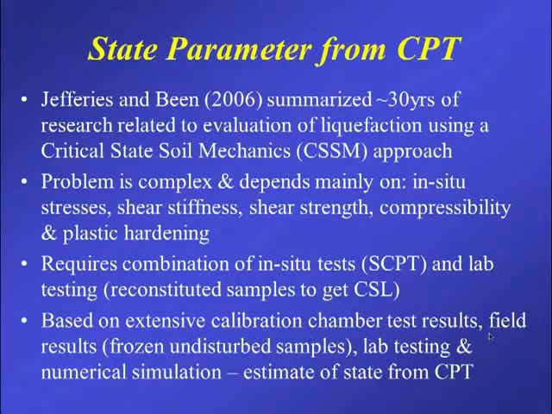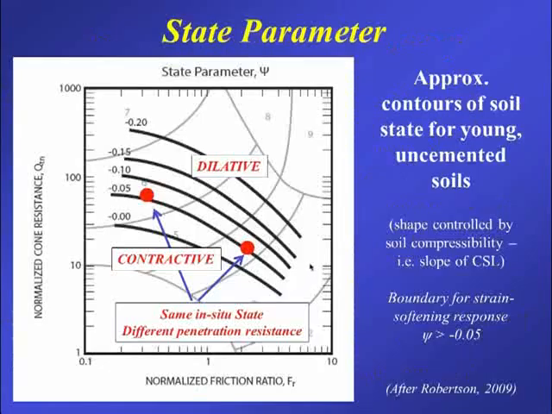But based on extensive calibration chamber results and some of the CANLEX data where we got frozen undisturbed samples, as well as lab testing and numerical simulation, it is possible to estimate the state from the CPT, and a number of attempts have been done. Probably the first attempt was Plewes et al., and then Jeffries and Bean themselves did it. And then I updated it a little bit. I put contours of state parameter on the normalized soil behavior type chart that I tend to use, which is just normalized cone resistance against normalized friction ratio. And so you can develop a set of contours that define state parameter.